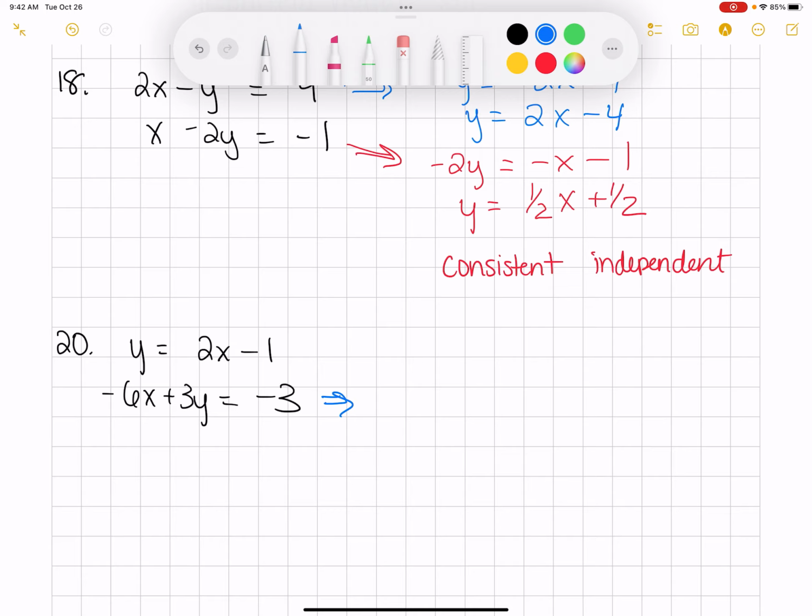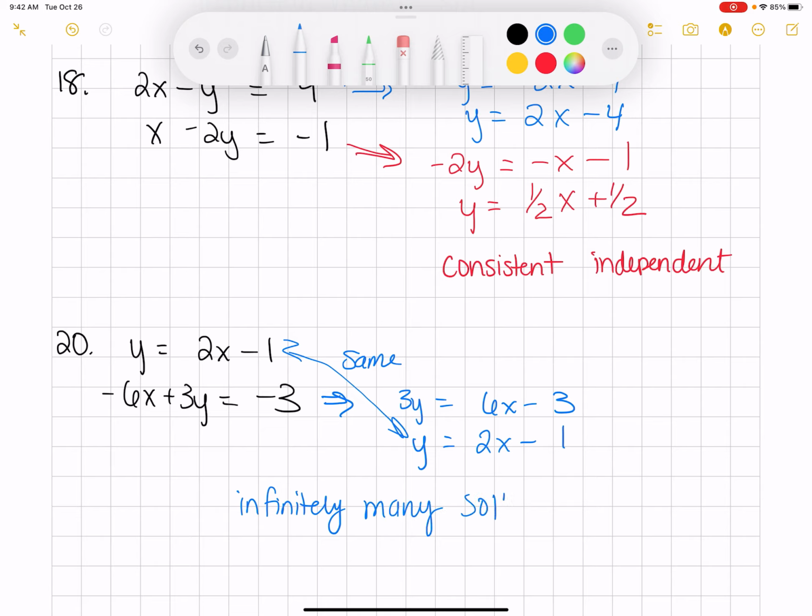So I'm going to add the 6x over, so 3y is equal to 6x minus 3. Then I'm going to divide by 3, so y is equal to 2x minus 1. So what do you notice about these lines? They are the same. Okay. They're the same, so it's infinitely many solutions. Which means it's what? Dependent. Okay, consistent and dependent.